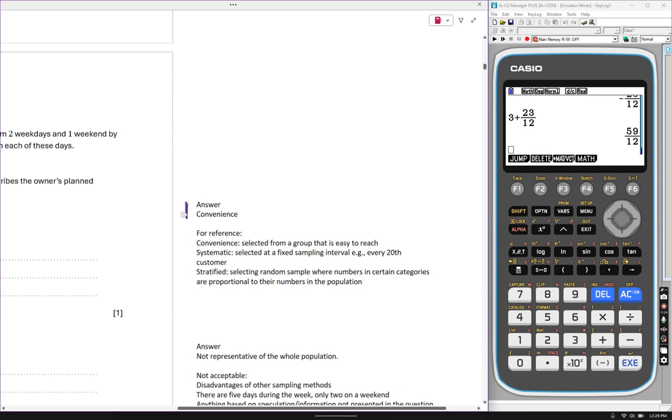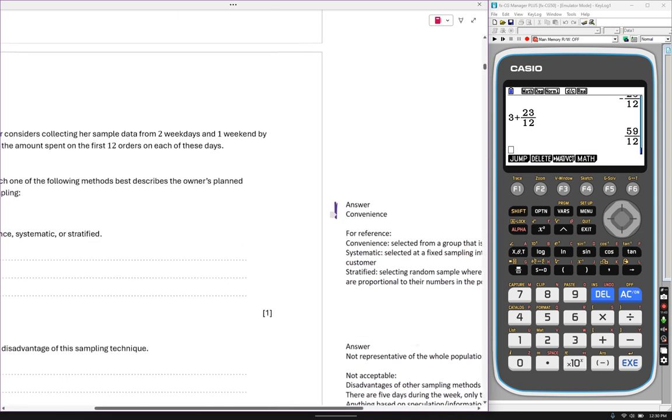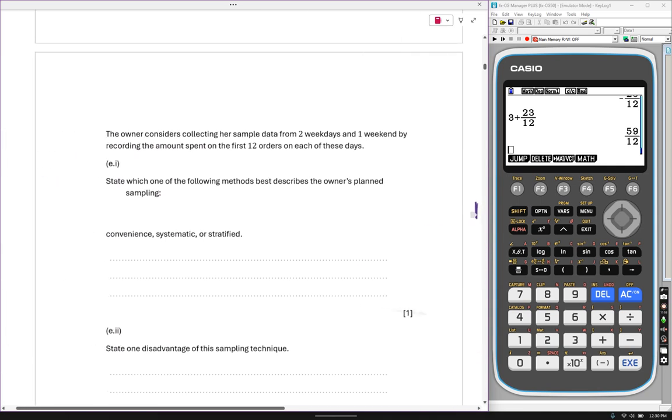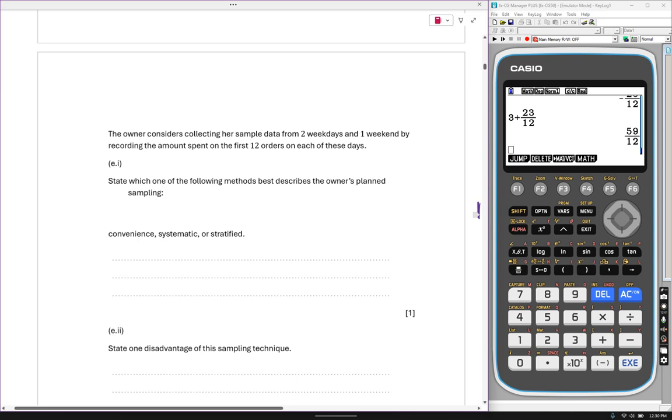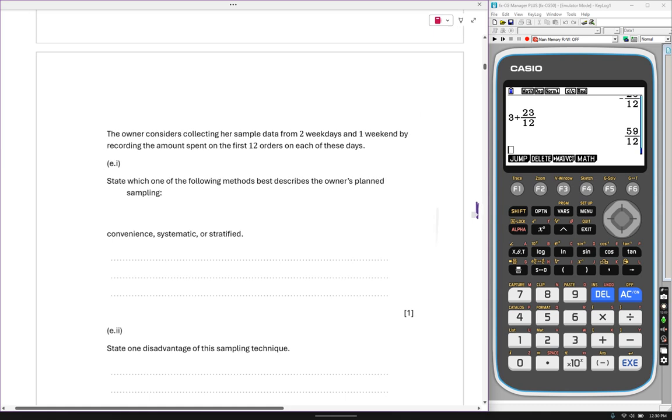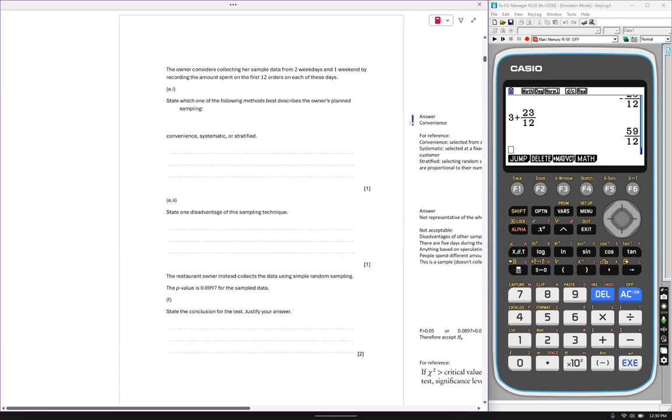For reference, down here, I've said that convenience is selected from a group that is easy to reach. Systematic is selected at a fixed sampling interval, for example, every 20th customer. And stratified, which was the last option, is selecting a random sample where numbers in certain categories are proportional to their numbers in the population. So of those 3 options, convenience is the best representation of the situation that we've got. That's worth 1 mark.